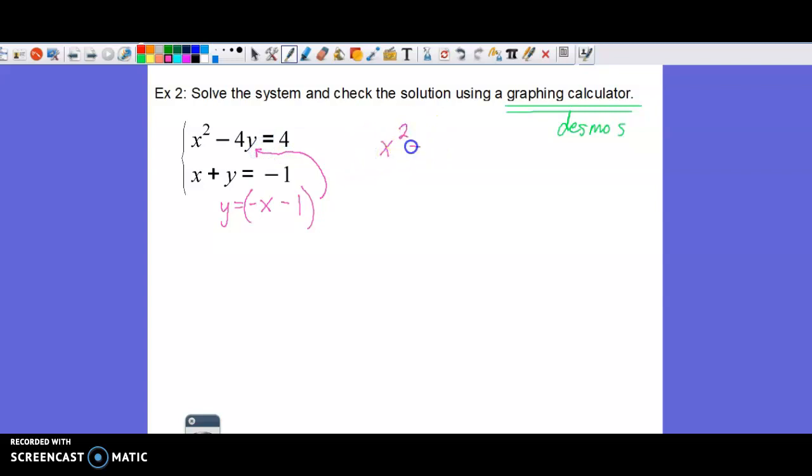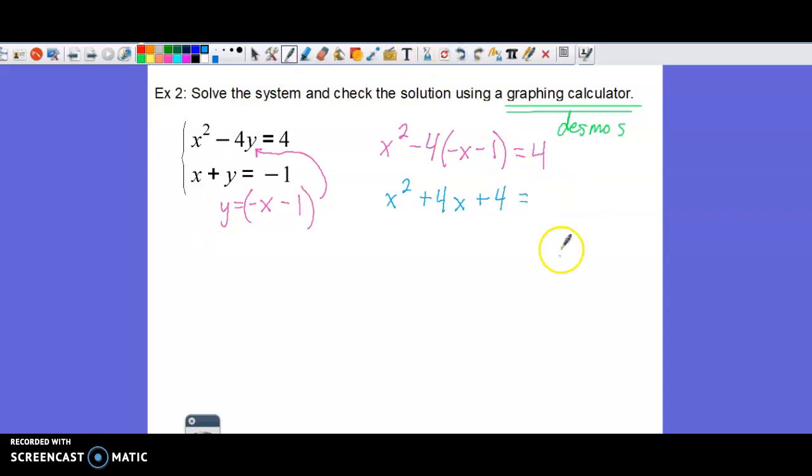So notice all I'm doing is rewriting the top equation, removing y from that top equation and replacing it with what's equal to y, which is negative x minus 1. So as I distribute that in there, maybe I'll change colors again, it turns into plus 4x, plus 4 is equal to 0.